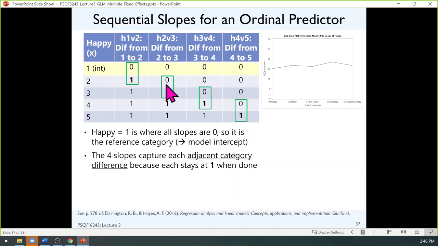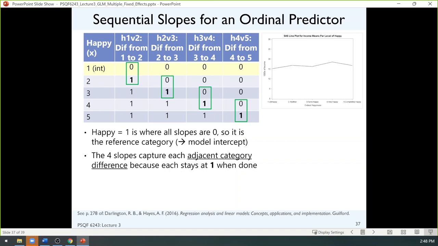So then when you put this all together, what these slopes are going to tell you is the jump in the predicted outcome as you move from each category. So I've named these in a way that conveys what they mean. H1 versus 2. When all four of these variables are in the model as predictors at the same time, this one's going to tell me how the 2 code differs from the 1 code. The next one's going to tell me how 3 differs from 2, and then how 4 differs from 3, and then how 5 differs from 4. So it's kind of like a piecewise model where each difference has its own little slope.